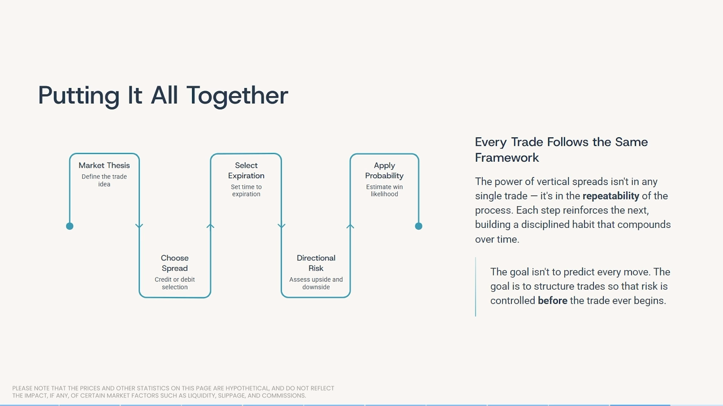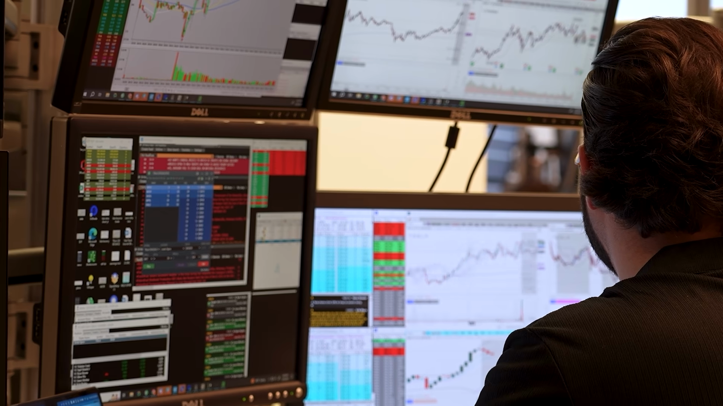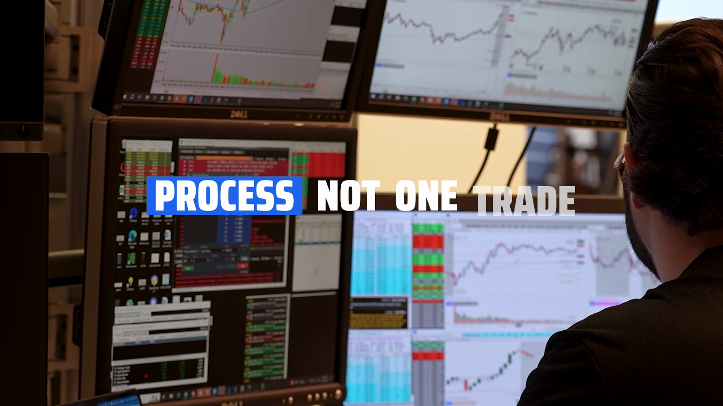And we start with our market thesis. That's going to be the basis for every single trade. Then you're going to choose your spread, select your expiration, define your directional risk, and then apply the probabilities to that particular trade. Growing a small account isn't about finding one incredible trade. It's about building a repeatable process.